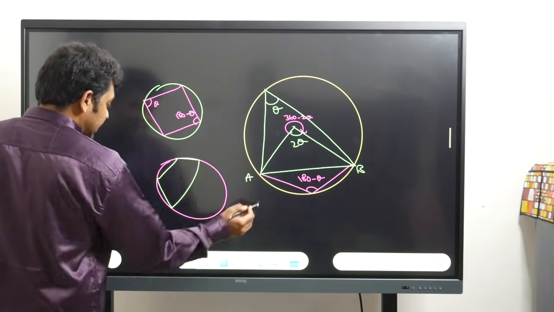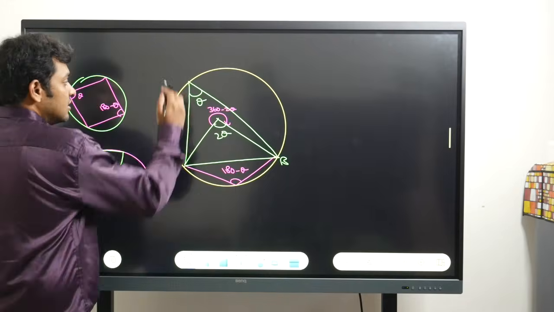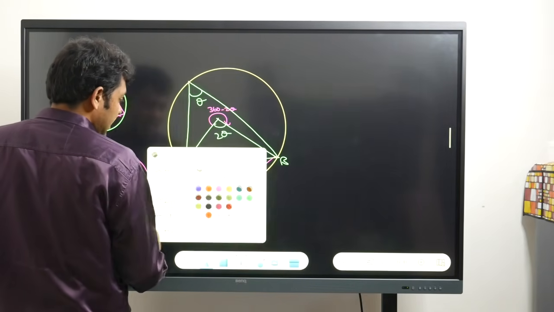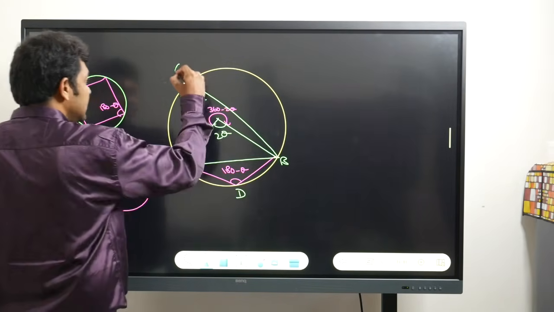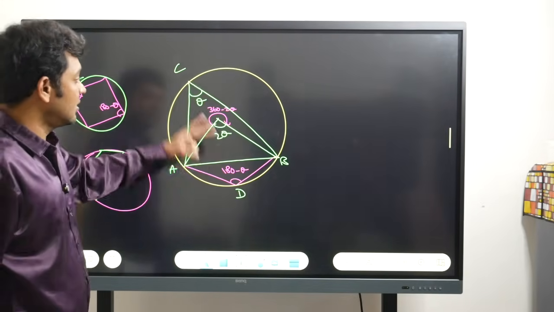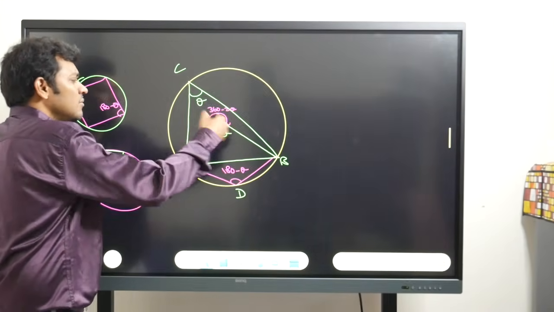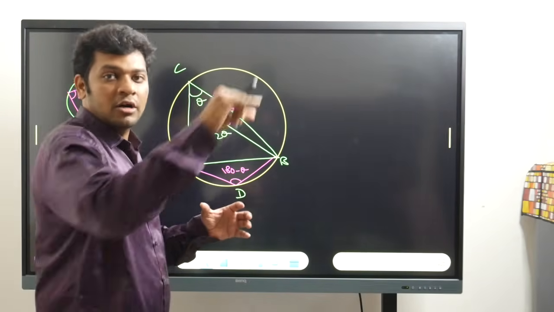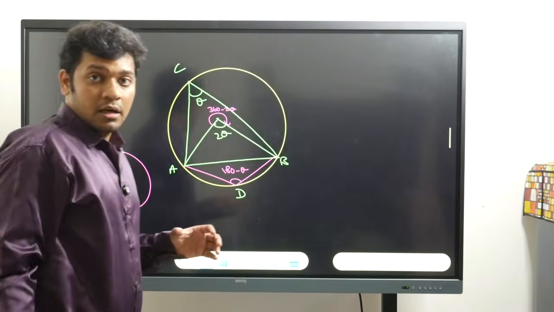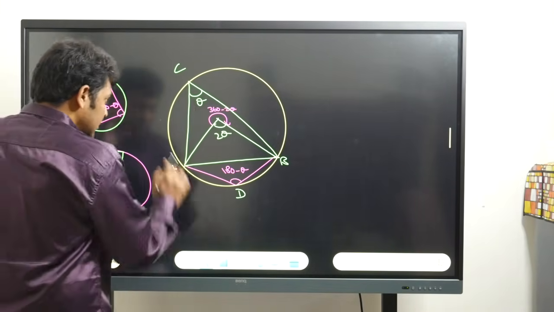So using that, here we know ADBC is a cyclic quadrilateral. Opposite angles are supplementary. So this theorem is called the central angle theorem. Angle made by a chord at the center will be twice that of the other portion. Now this is the central angle theorem.